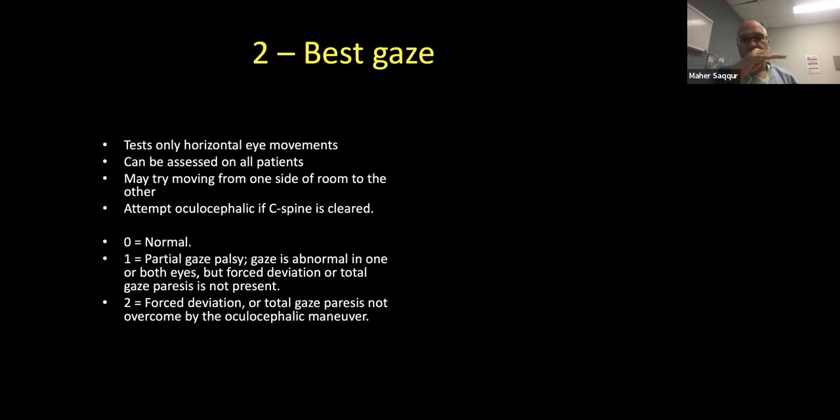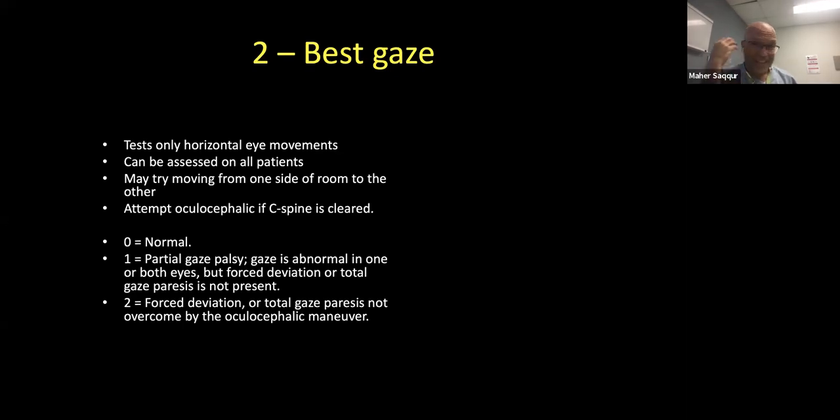After we finish level of consciousness, we'll move to item 2, which is gaze, best gaze preference. So if the patient is moving his eyes right and left and staring to the front, and there's no gaze preference to one side or limitation in gaze to one side, then this is normal. So you ask the patient to look left, right. You can assess the patient, and he moves his eyes in all directions.